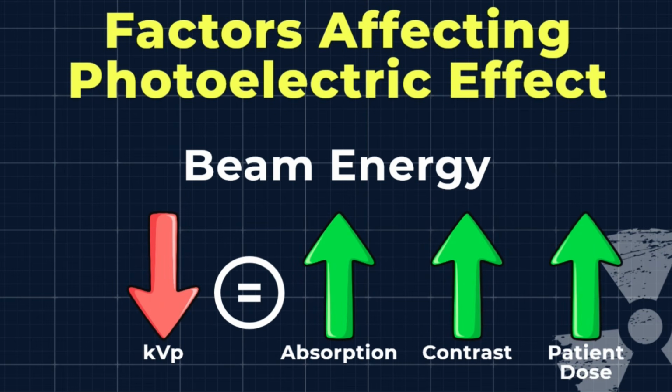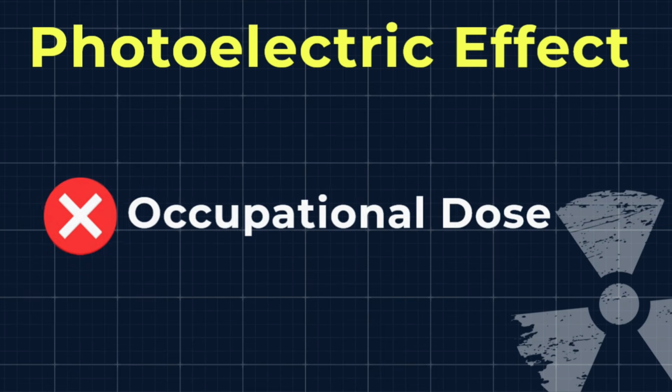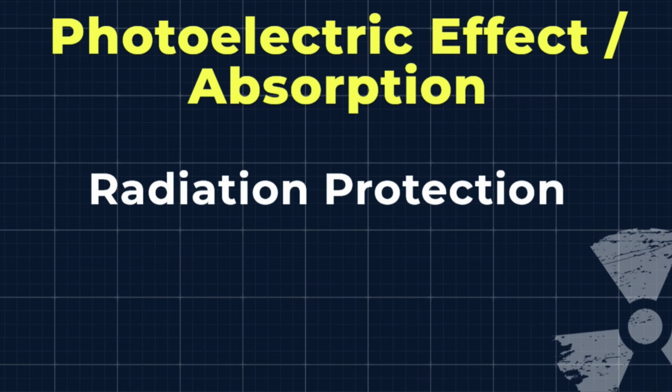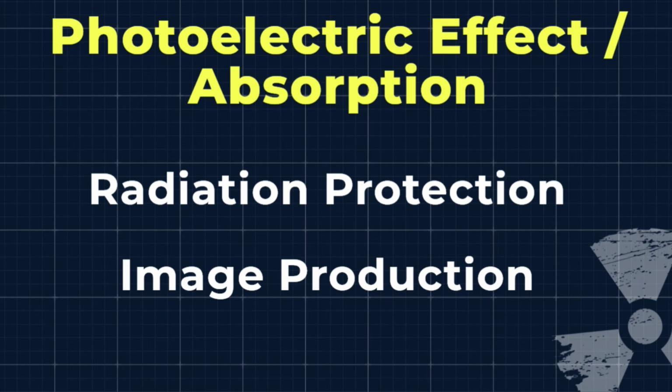So when the X-ray photon is completely absorbed by the patient and removes an inner shell electron, it increases patient dose because the energy is deposited in the patient. It does not increase occupational dose because it does not create scatter radiation, which we'll talk about next. And it also improves the image because it creates contrast between tissues like air, soft tissue, bone, iodine, and barium. That is why photoelectric absorption is both a radiation protection concern and one of the key reasons we can see anatomy clearly on an X-ray image.